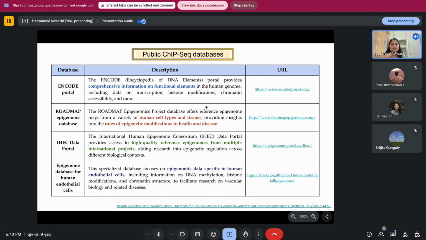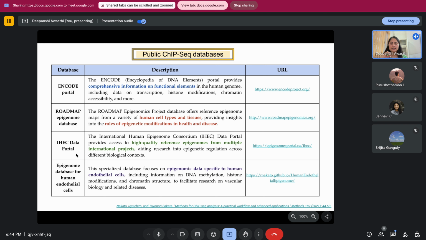And in the URL section I have provided the URL if you want to visit these portals and see how the data is arranged. You can go through them. Then comes the Roadmap Epigenome database. This is another database which will provide you various human cell type and tissue data sets, and it will tell you the role of epigenetic modifications in health and disease. So they are integrating these data sets, and they are specific to human cell types.